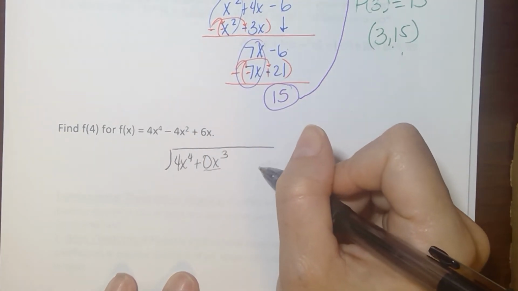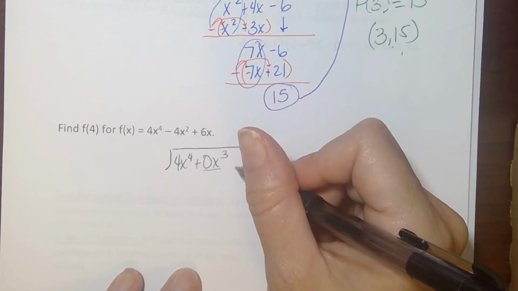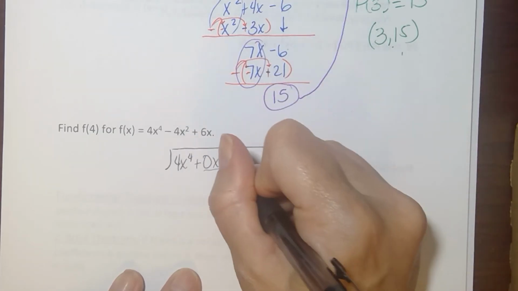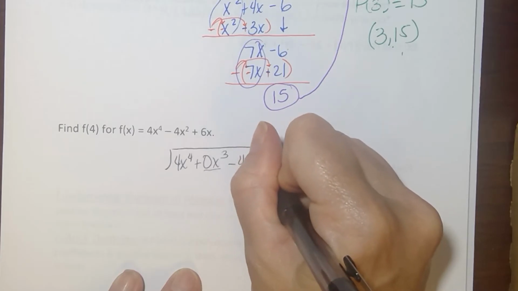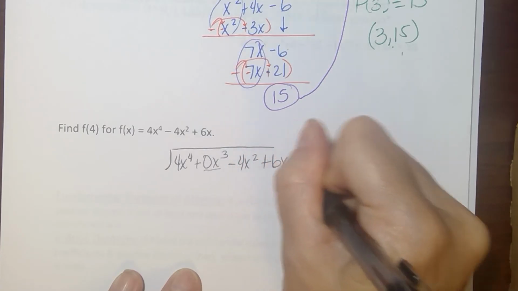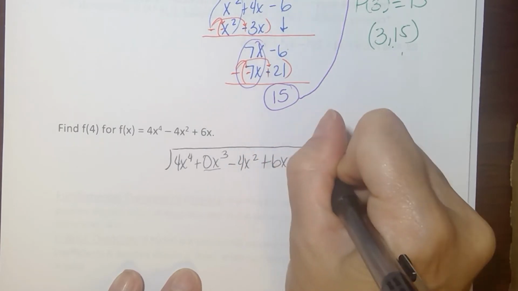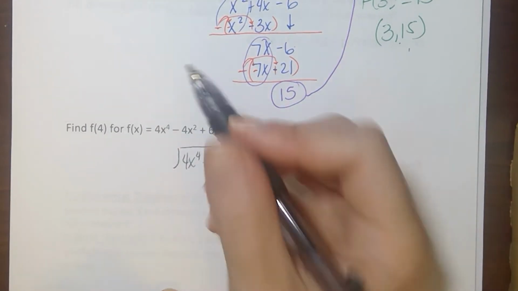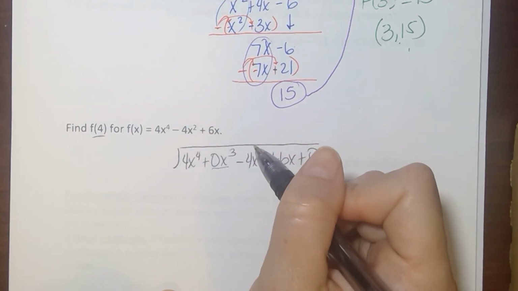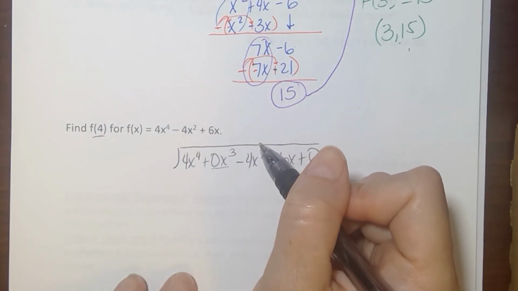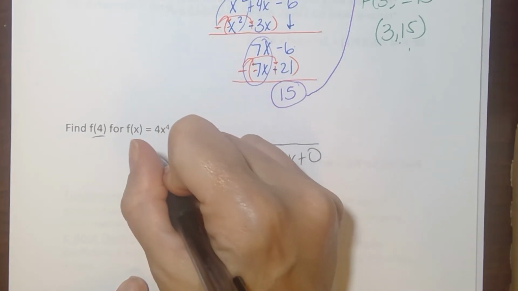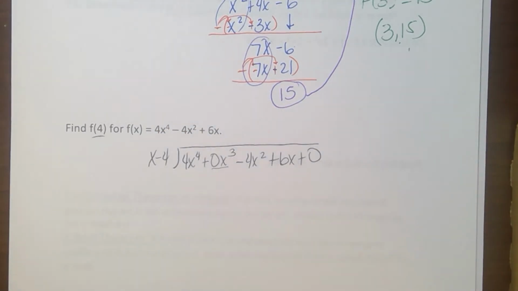It just saves my spot. Reminds me, gives me something to subtract from if I need it. My next term is a negative 4x squared. Then I have plus 6x, and I don't have a constant, so I'm going to use a 0 placeholder for my constant. What I'm dividing by, well, I want to divide by the value 4, so I plug that into the expression x minus c. I'm dividing by x minus 4.